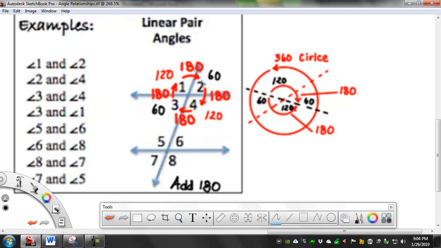And so this forms what we call linear pairs. Linear pairs add to 180 degrees, and they are formed by intersecting lines. Okay.